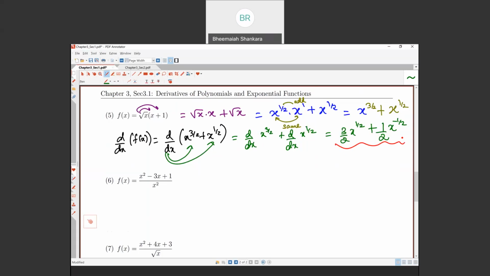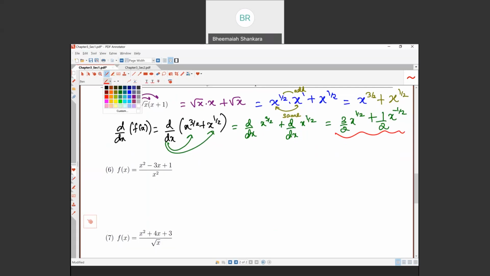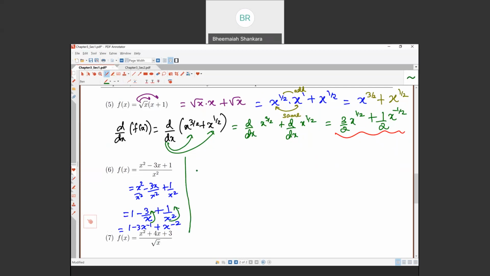In the next example, derive a rational expression. So you can divide each of these terms separately. You can separate x squared divided by x squared, negative 3x divided by x squared, positive 1 divided by x squared. Split the fraction. Now simplify. You have 1, negative 3 over x, and then plus 1 over x squared. Now you can rewrite this as 1, negative 3x to the negative 1, positive x to the negative 2. Whenever you have an x term in the denominator, you can move it to the numerator and change the sign of the exponent. That's easy to do with the power rule when you have all the terms in the numerator.